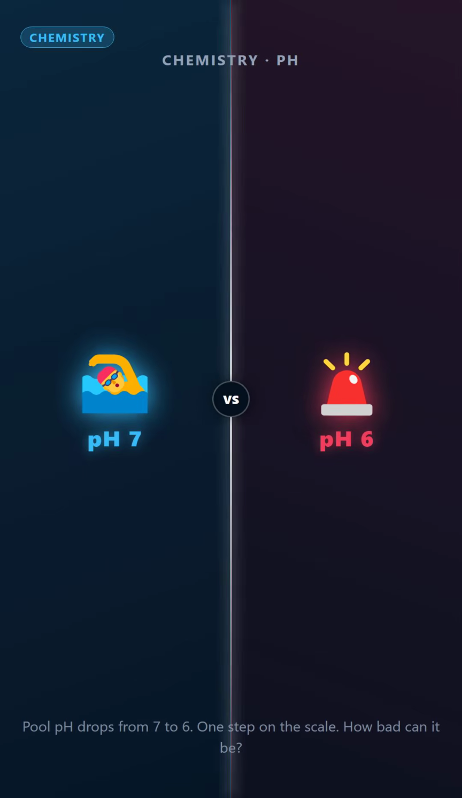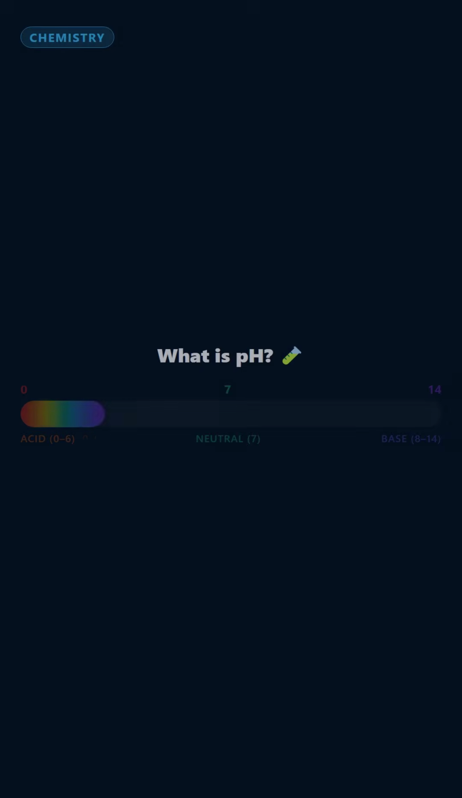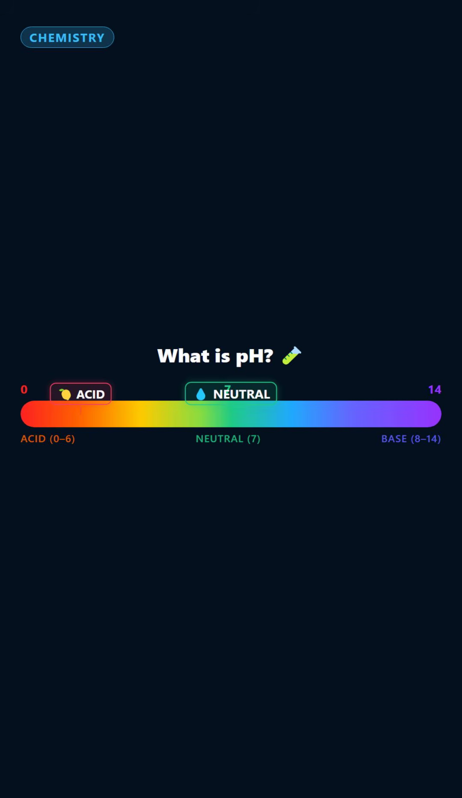Your pool's pH just dropped from 7 to 6. That might sound like a tiny change, but it is anything but small. pH is a scale that runs from 0 to 14. 7 sits right in the middle as neutral, anything below 7 is acidic, and anything above it is basic.